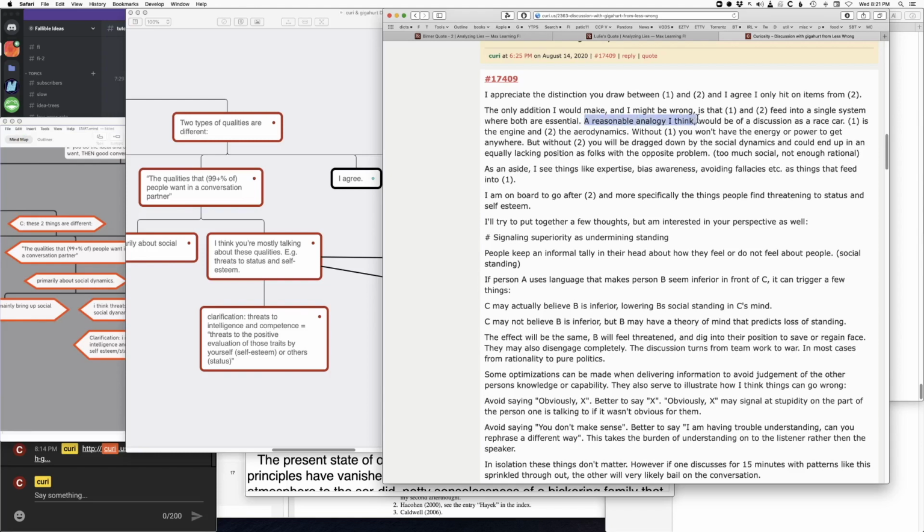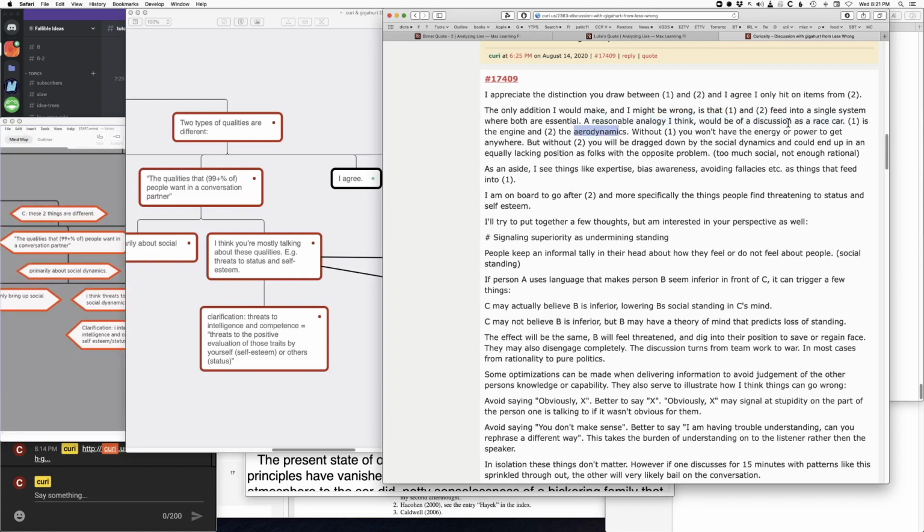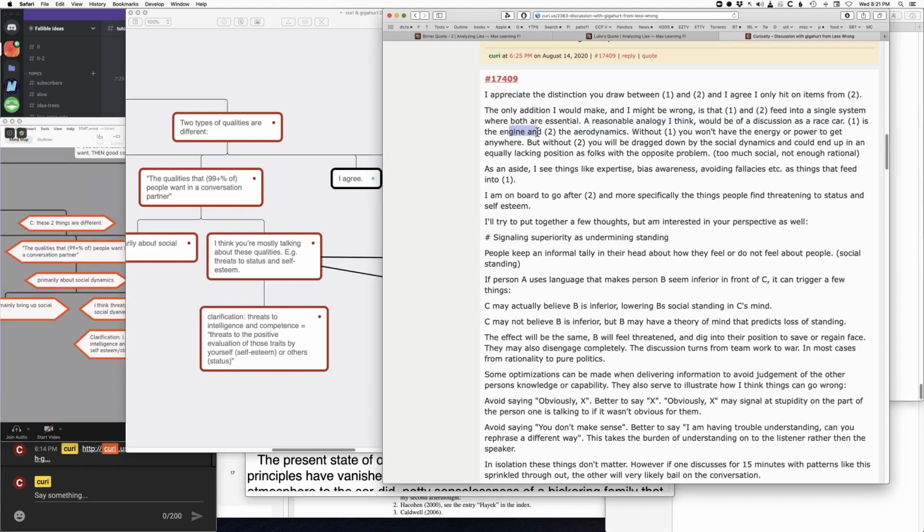A reasonable analogy, I think, would be a discussion of a race car. One is the engine and two is the aerodynamics. A race car has both an engine and aerodynamics. You can't just have one or the other. They both come up, unless you go to outer space to get rid of aerodynamics because there's no air. But that would not be a standard race car. It would have to be a race space shuttle or something.